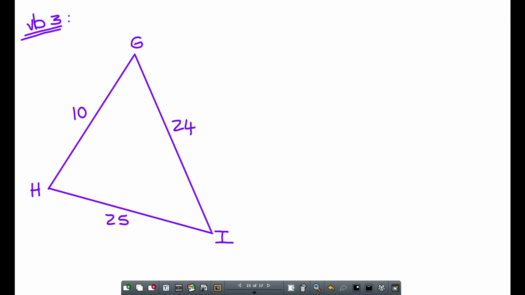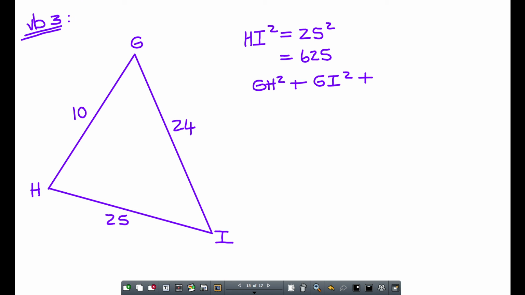Right. So, again, not drawn to scale. Okay. So, let's do this one together. Right. So, we start with the longest side, which will be the 25. So, I'm going to say HI squared, which is 25 squared. And that gives me 625. Okay. Now, I take the two short sides, meaning GH and GI. I square each one of those and add. So 10 squared plus 24 squared. And that gives me 676.